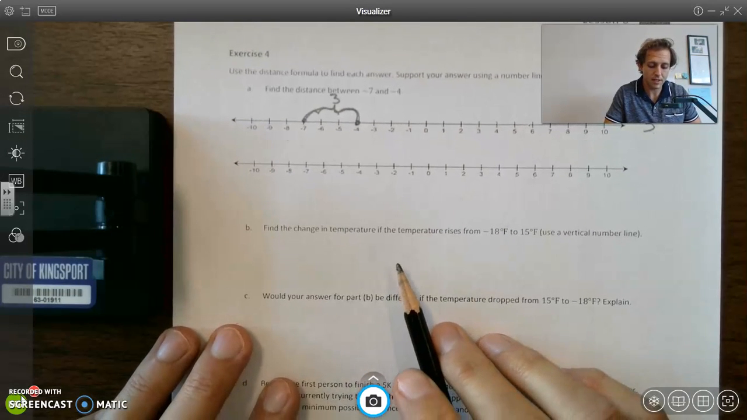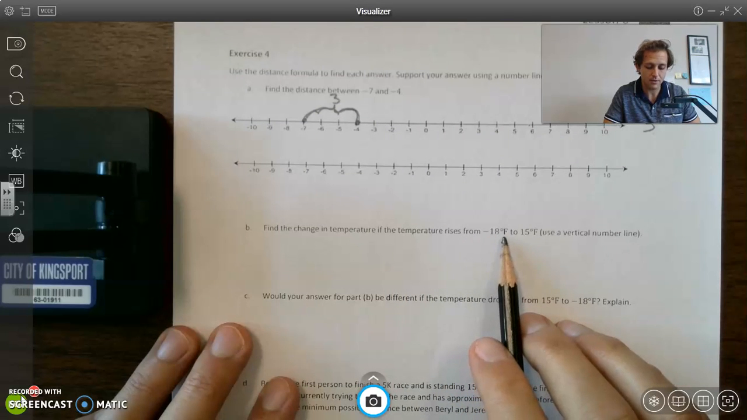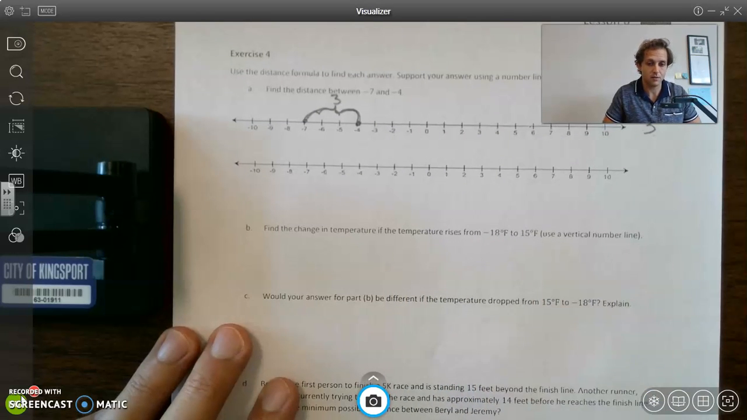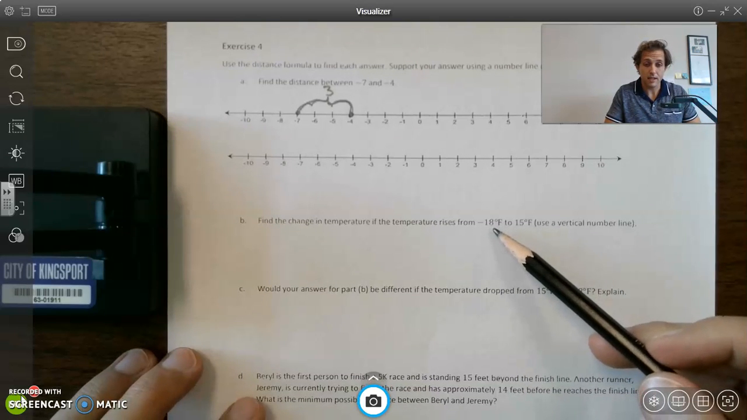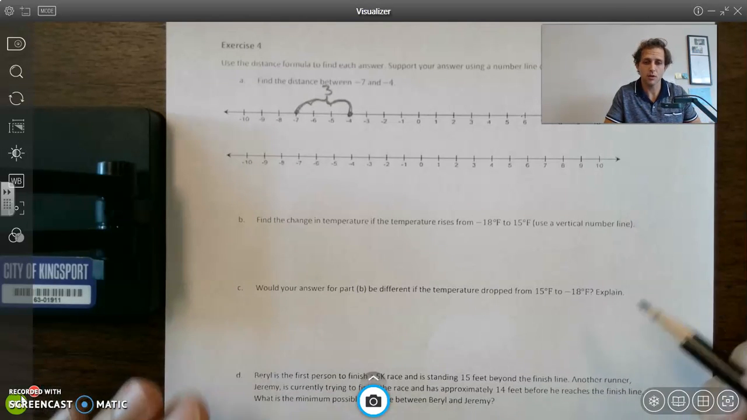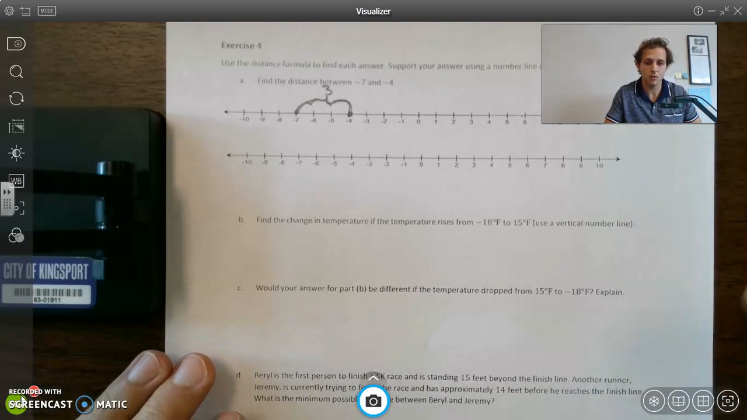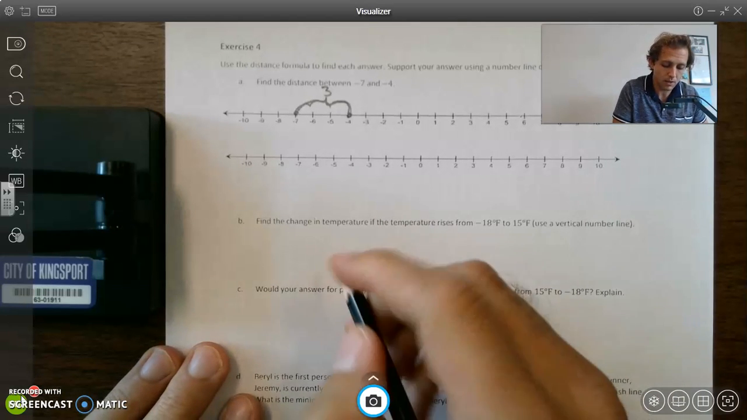B. Find the change in temperature if the temperature rises from -18 degrees Fahrenheit to 15 degrees Fahrenheit. So now we're starting to get numbers that are a little further apart. It's not just going to be easy to count. Like, you would not want to start at -18 and count up to 15. -18, -17, -16. Like, that would take too long. We need a more efficient way of doing this. So, one strategy, well, we'll start with the distance formula.